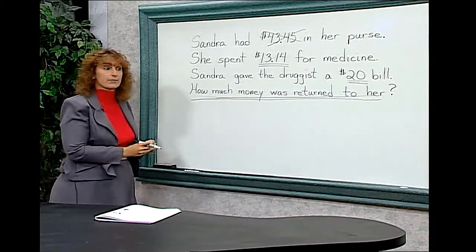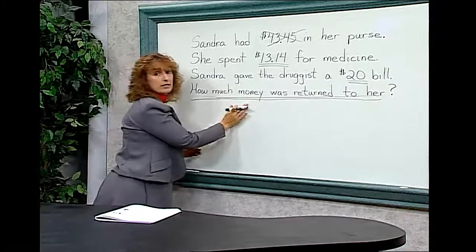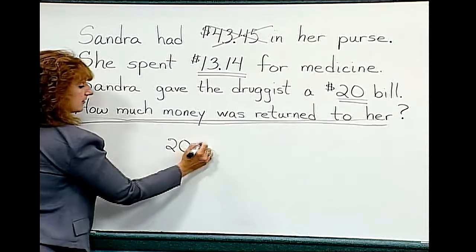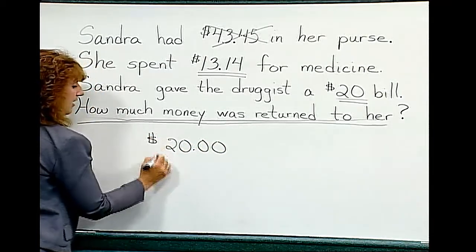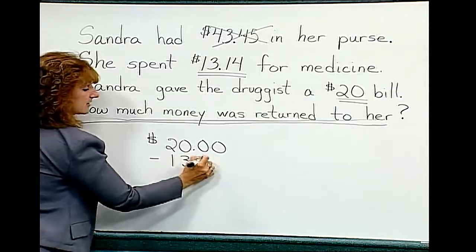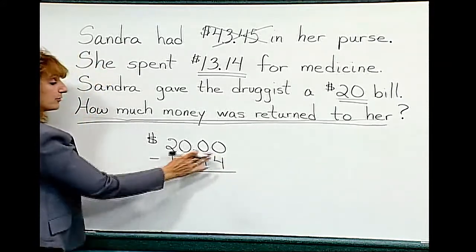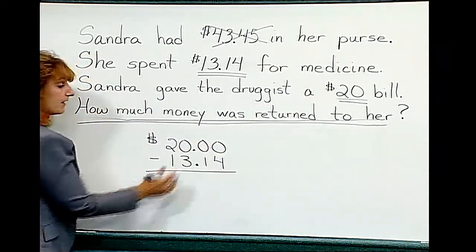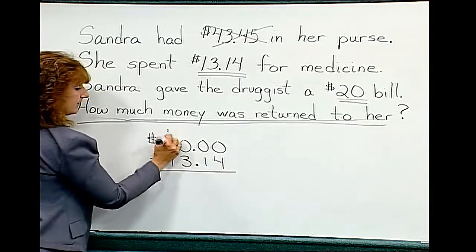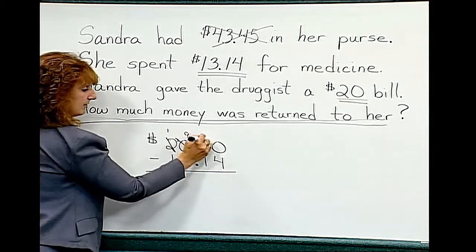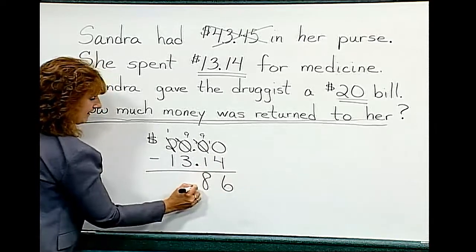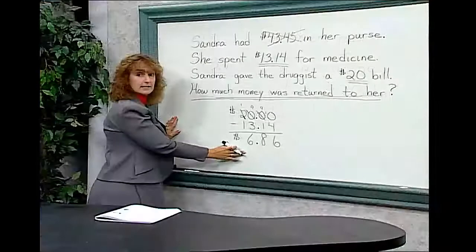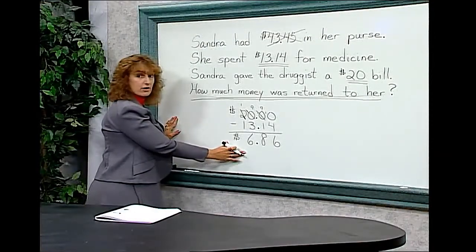Our next step is to solve the problem. We want to know how much money was returned to her, so we're going to subtract $20 minus the $13.14. It is important here to put your placeholder zeros for the $20 so that the decimal points are lined up. We are going to subtract, lining our decimal point up, and we find that Sandra should be getting $6.86 back from her druggist.